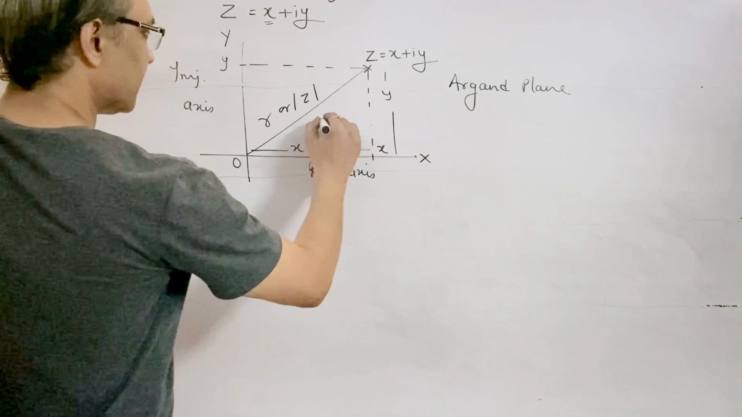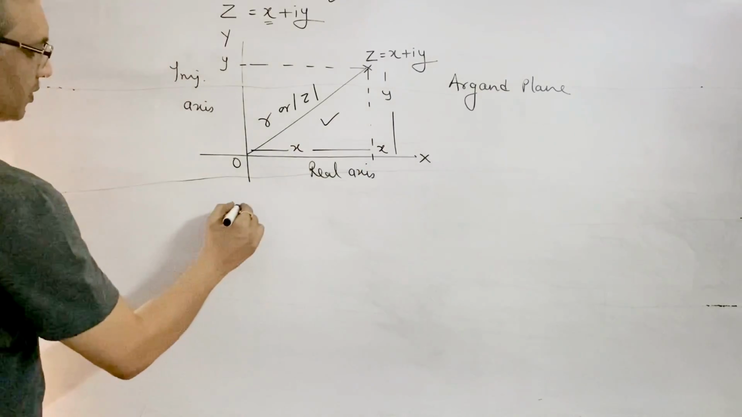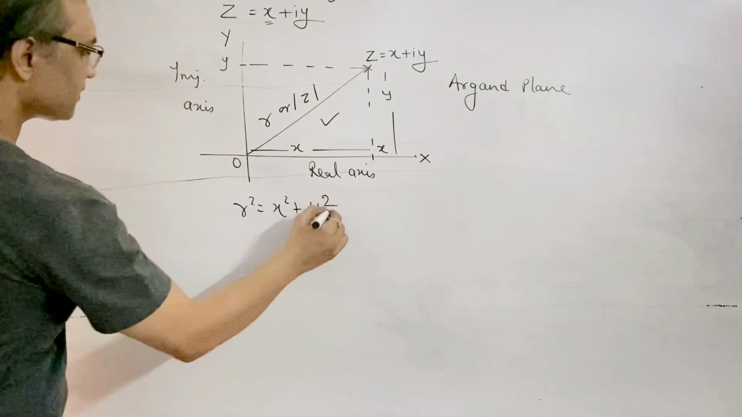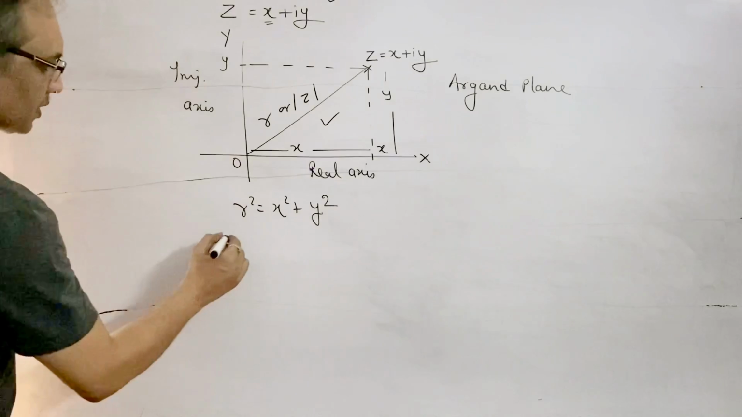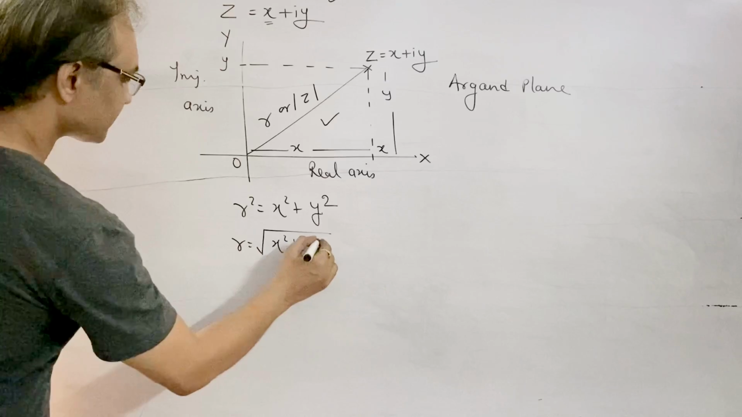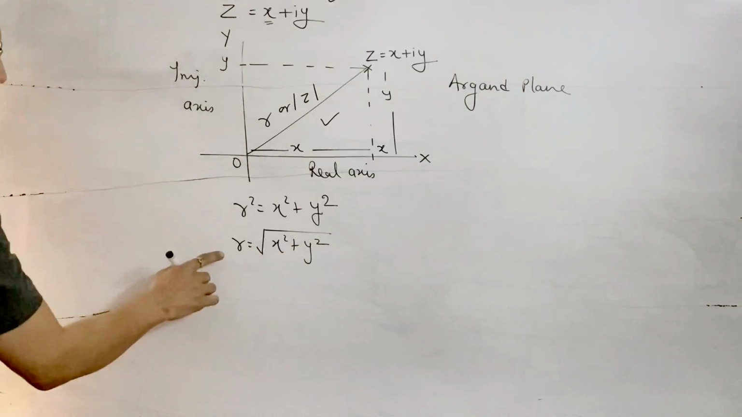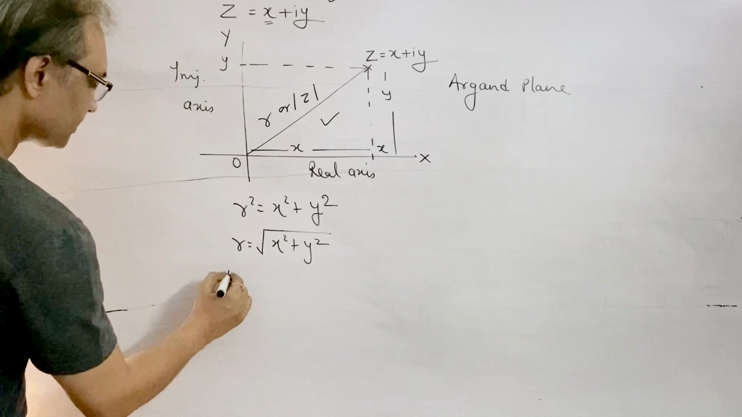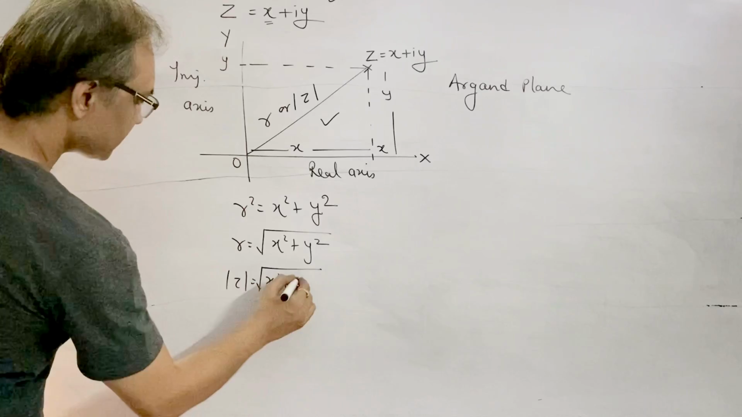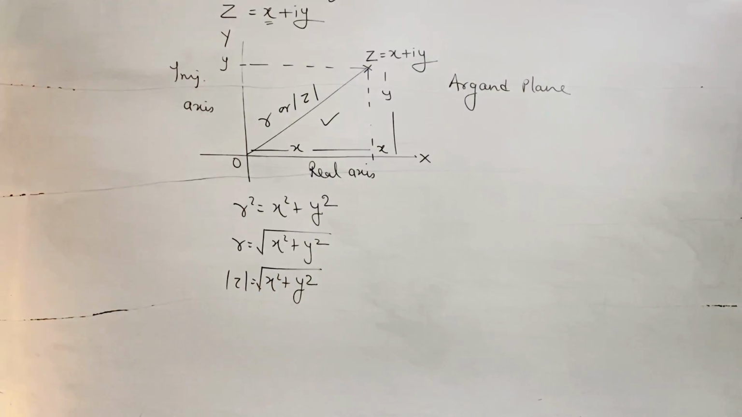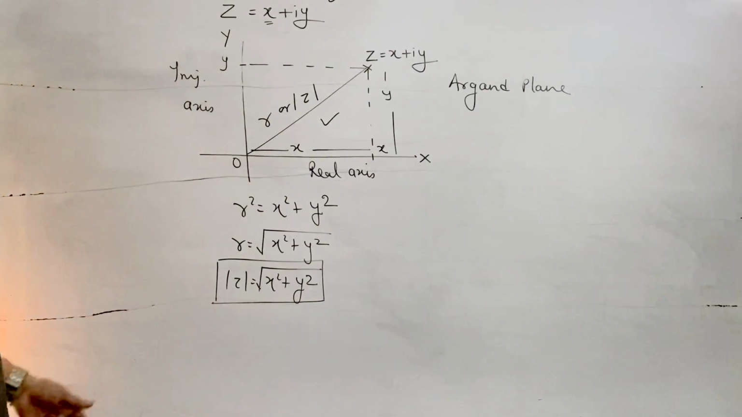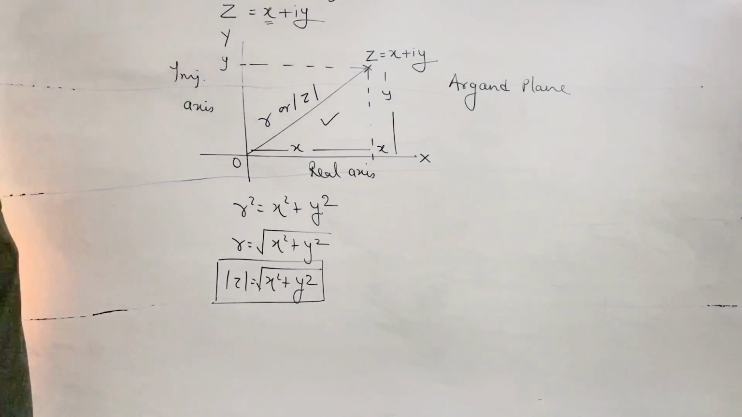Now if we apply Pythagoras theorem in this, we get r square equal to x square plus y square. So r will be under root x square plus y square. Now we know that r is mod z, so in place of r we can write mod z. So mod z is under root x square plus y square. This is the formula of the modulus of a complex number.